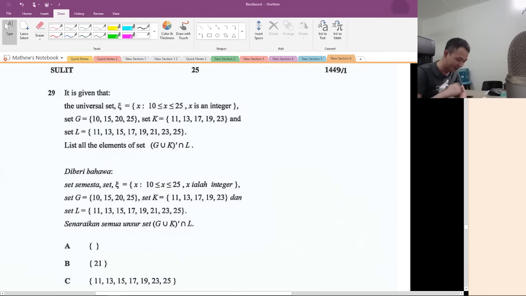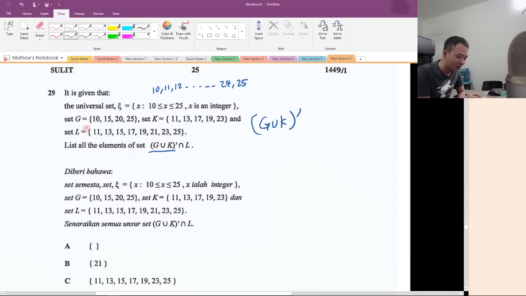29 here. Alright, this one is a set question, so you want to list all the elements. The first thing is I want to find G union K complement first. G union K means everything in G and K. Complement means outside of it. Because we know the universal set is between 10 and 25, that means I will have all the numbers 10, 11, 12 up to 24, 25. The last number will be 25. This is my universal set, meaning my total here.